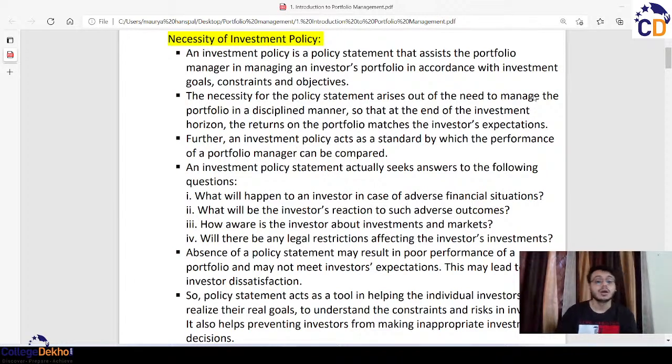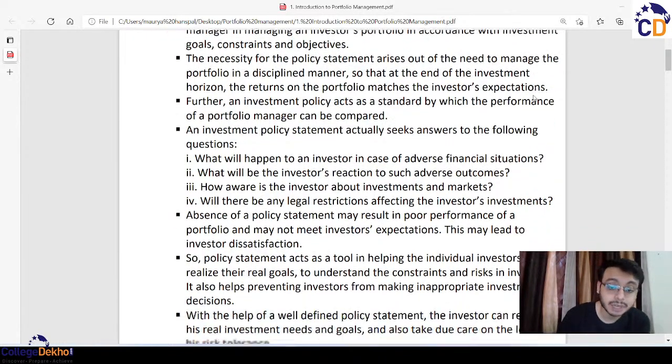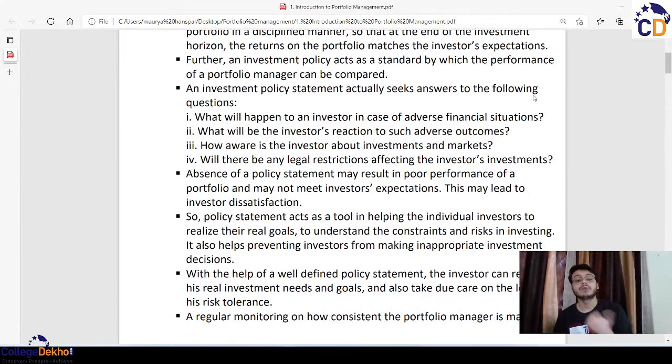Now, the absence of a policy statement may result in poor performance of a portfolio and may not meet investors' expectations. This leads to investors' dissatisfaction, because ultimately, if the investor is not specifying what exactly he wants and what his risk appetite, goals, objectives, and constraints are, the portfolio manager will not be able to suggest a good portfolio and his returns might be compromised in that scenario.